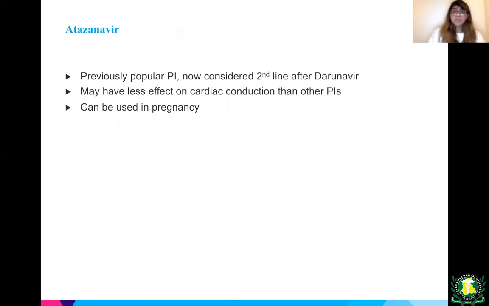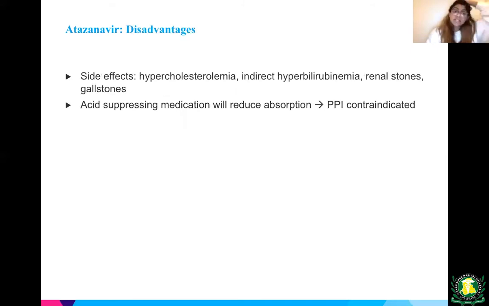Atazanavir was previously a pretty popular PI, but now it's second line since darunavir is on the market. It may have less activity on cardiac conduction than other PIs, and it also can be used in pregnancy. Some of the disadvantages: the biggest side effects are hypercholesterolemia, indirect hyperbilirubinemia, renal stones, and acid-suppressing medication will reduce absorption. So if these patients have acid reflux and you want to give them a PPI, something to help with their acid reflux, you wouldn't want to do it in patients who are taking atazanavir, because the antacid that you would give them would reduce the absorption of atazanavir.